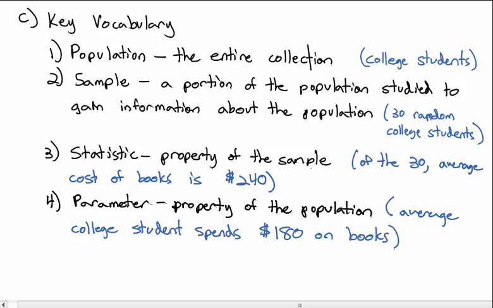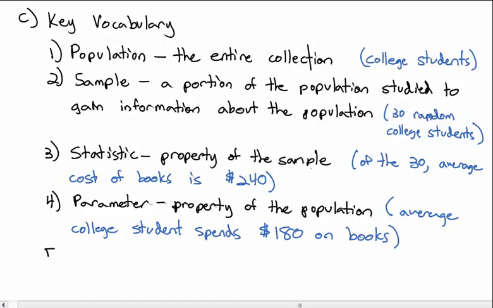Notice it's different than the sample because the sample might not have been truly random and it wasn't representative of our population. Our sample had an average of 240, but we picked a group of engineers who have very expensive textbooks and materials. In reality, the average college student is spending $180, so they're different. Is that significant? What does it mean? That gets into what we call hypothesis testing and inferential statistics, and we'll take a look at that in the second part of this course.